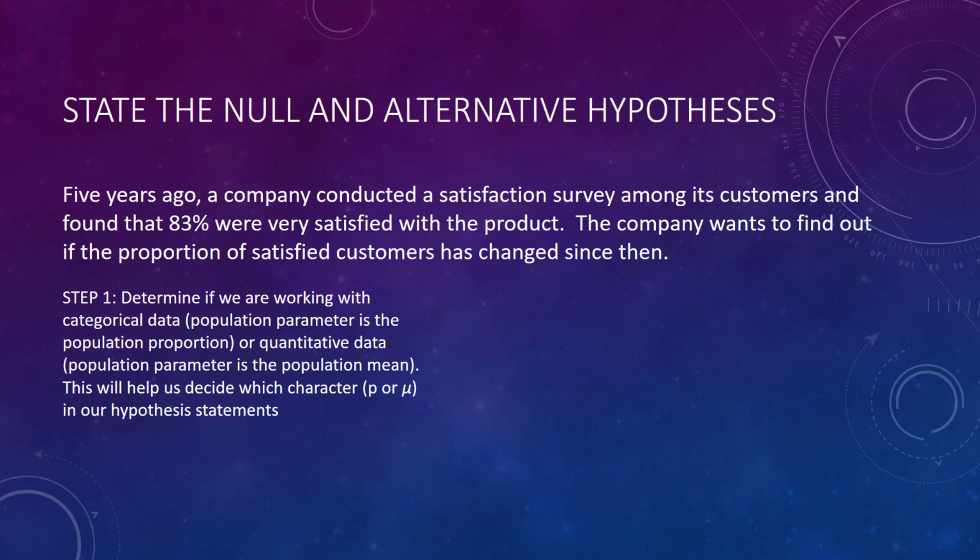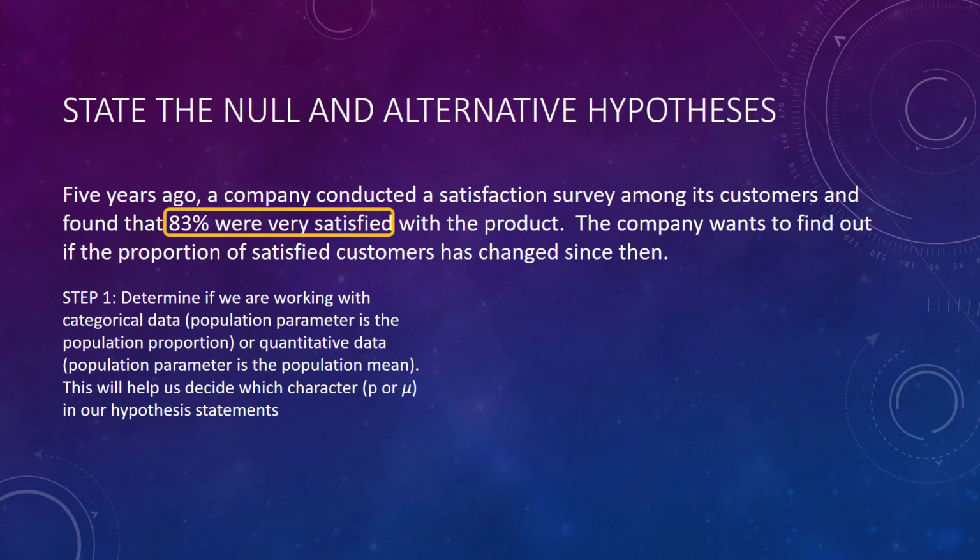Step 1 is to determine whether we are working with categorical data, meaning that the population parameter would be the population proportion, or whether we have quantitative data, which would mean that our population parameter would be the population mean. That way, we can know whether we should use p or mu in our hypothesis statement.